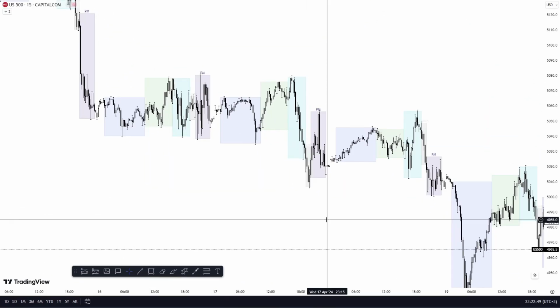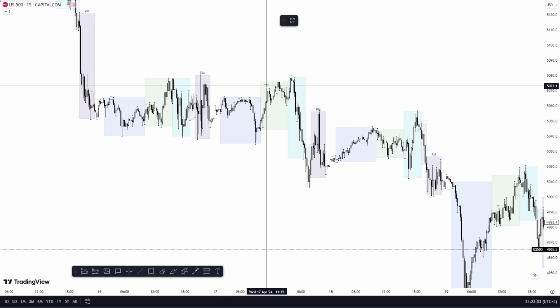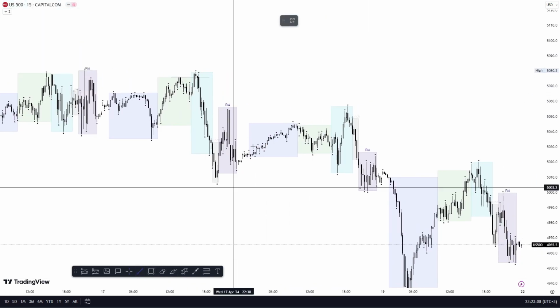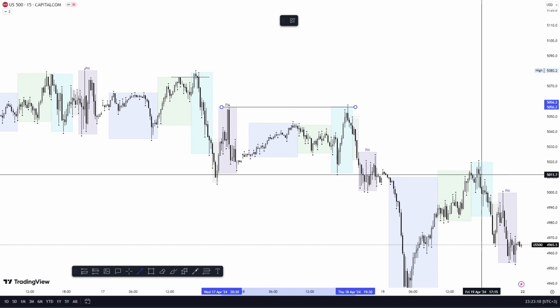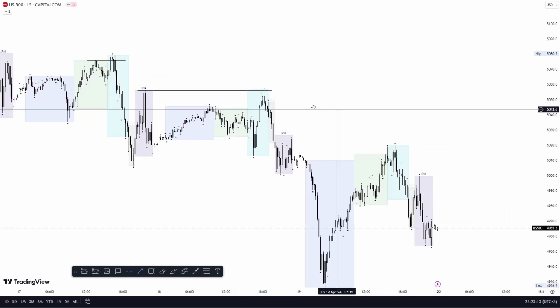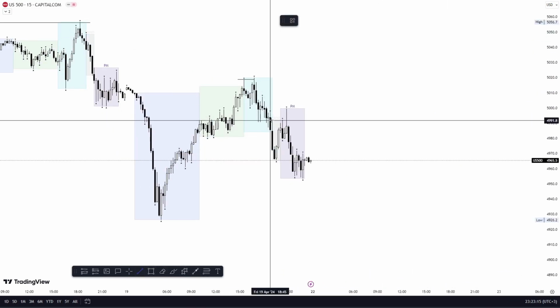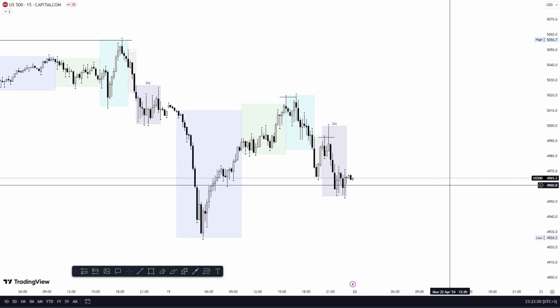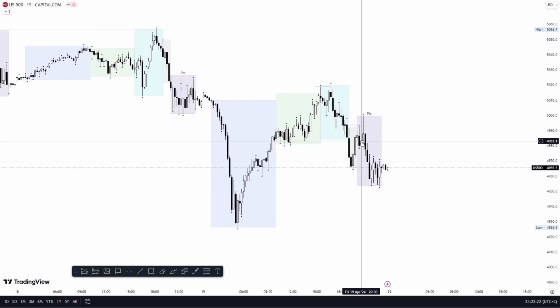Now let me show you another thing that I'm looking for before entering a trade, and this thing is called reaction or aggression. What I mean by that is I want to see strong reaction after a liquidity sweep. So I would like to see strong reaction like here, or also I can see strong reaction here. Also I can see strong reaction here. Also I can see strong reaction here. And what I mean by strong reaction is I want to see an impulsive move.